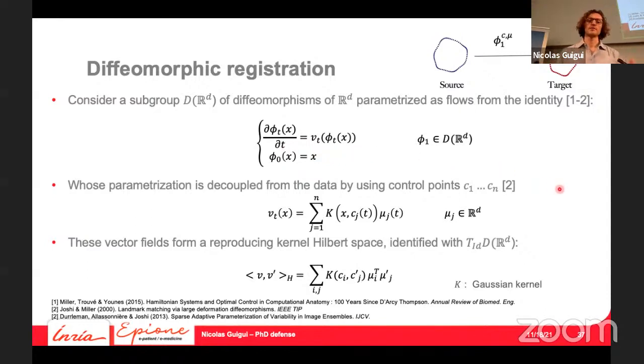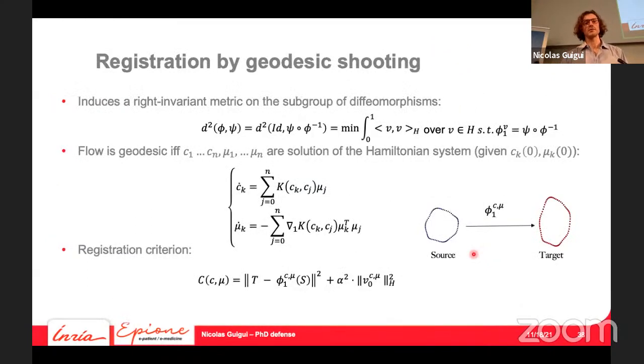And more precisely, we used velocity fields that are parametrized by a convolution of momentum vectors and control points, using a Gaussian kernel. This space of vector fields forms a reproducing kernel Hilbert space, which is identified with the tangent space of the subgroup of diffeomorphisms of the ambient space. And in turn, it induces a right invariant metric on the subgroup of diffeomorphisms, meaning that the norm of a deformation, its amplitude, can be measured by integrating its velocity field in time.